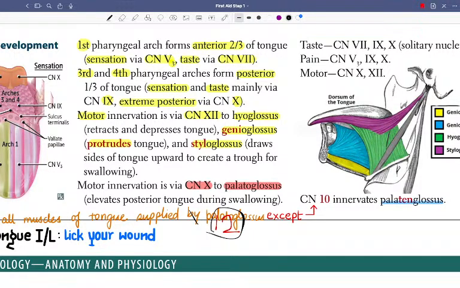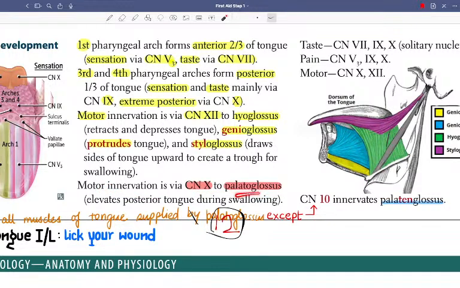except one muscle, that is palatoglossus. Palatoglossus is supplied by cranial nerve 10. How will you remember? Palatoglossus is a nice mnemonic. So motor innervation is via 10 to palatoglossus.